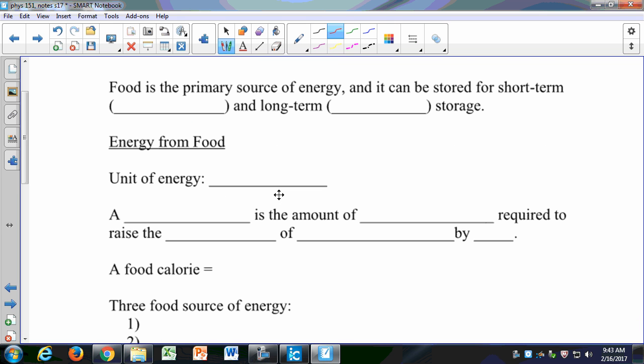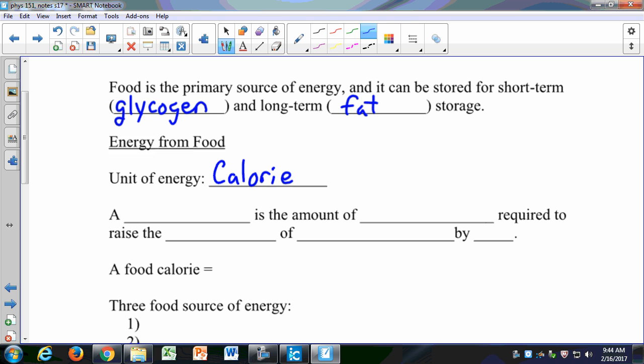Our food is the primary source of energy. It can be stored for short-term purposes. What's short-term energy called? Starts with a G. Glycogen, yeah. And it can be stored for long-term storage, fat. But food is our primary source of energy, and our bodies have different ways of storing that energy. This energy from food, the unit for energy is the calorie. It's the capital C calorie, as you're probably aware.